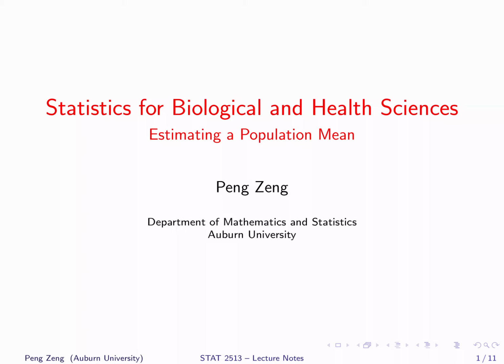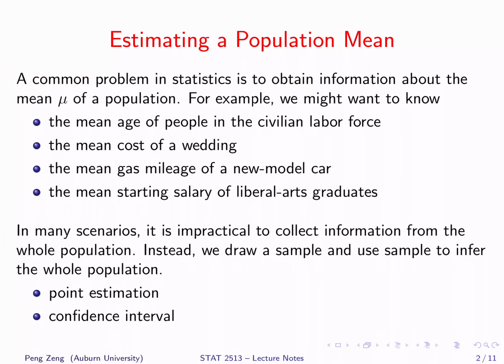This lecture discusses the methods for estimating a population mean, including point estimation and a confidence interval. A common problem in statistics is to obtain information about the mean of a population. For example, we might want to know the mean age of people in the civilian labor force, the mean cost of a wedding, the mean gas mileage of a new model car, the mean starting salary of liberal arts graduates.